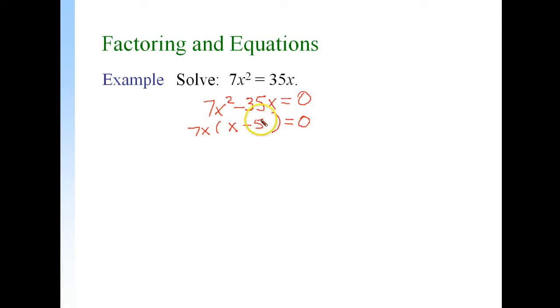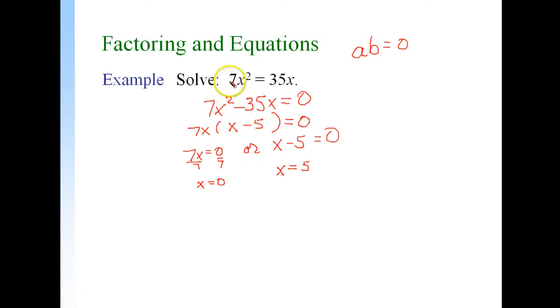Notice if you just distribute, you get back to what you had. But now our routine is we're going to take each of these factors. Remember, we're using that technique that we're going to equate each of the factors to 0. So this is going to be 7x equals 0, or x minus 5 equals 0. So here we divide both sides by 7. We get x equals 0, and that's a good answer. And then here we're going to have x equals a positive 5.